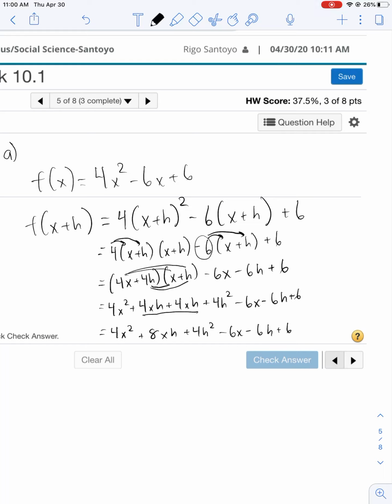4x squared plus 8xh plus 4h squared minus 6x minus 6h plus 6. All right, that is our answer for part A.